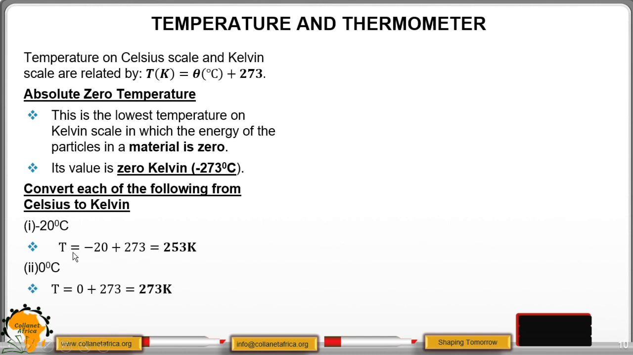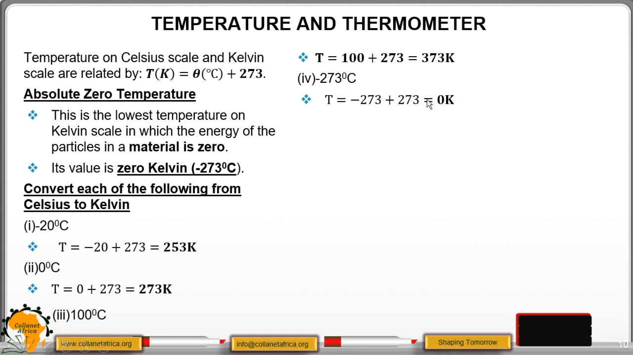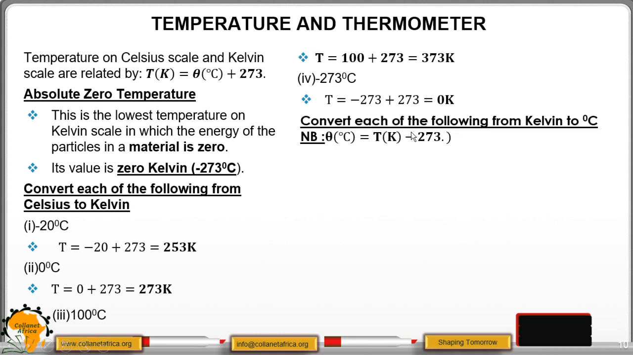Then we have 0 degrees Celsius. You add 273, you get 273 Kelvin. Then you have 100. Again, you add 273, you get 373 Kelvin. You have negative 273 in our fourth example. You add 273, you get 0 Kelvin. And this is what we call absolute zero temperature.